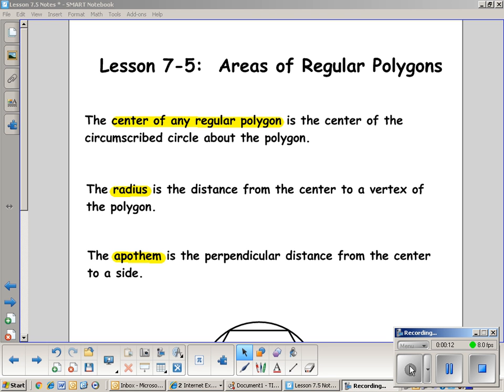Today we're talking about finding the area of regular polygons. Remember, regular means they all have the same what? Well, let's start the other way. Polygon means what? Shape. Okay. How many sides does a polygon have?